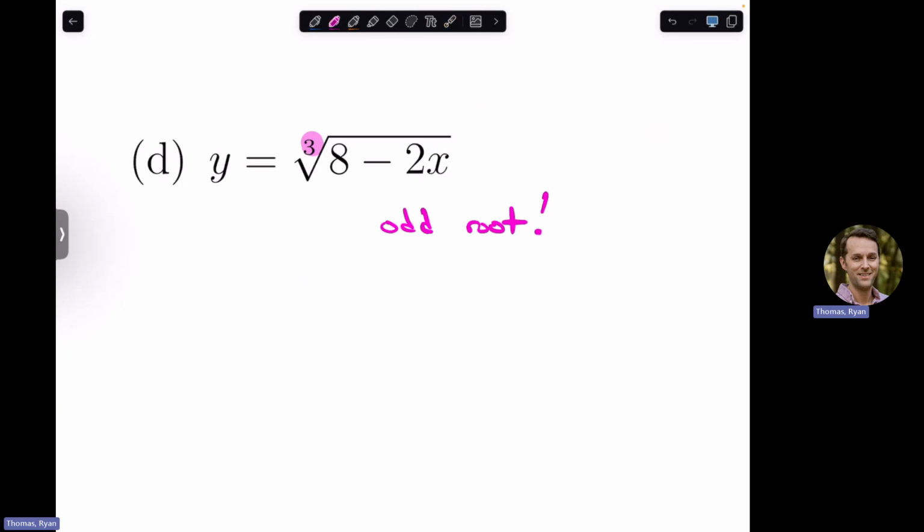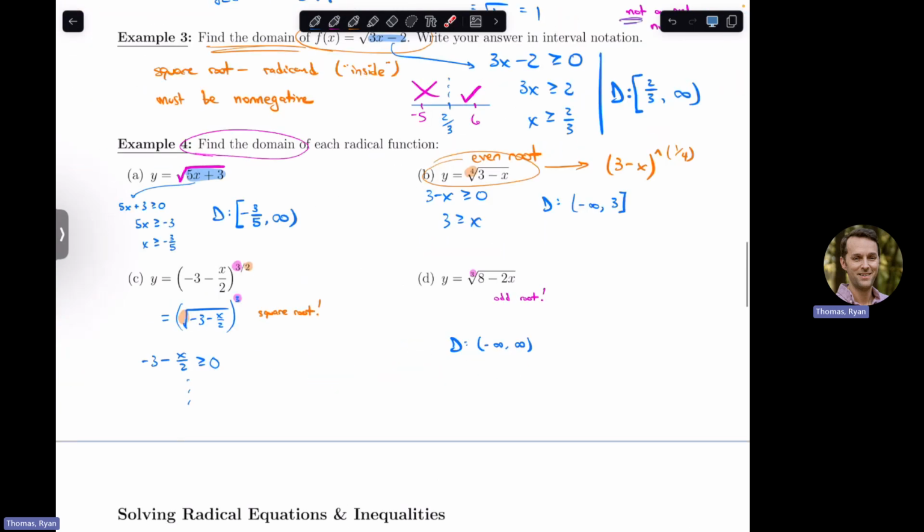The cube root. Well, if I take a cube root function that looks like that, and apply some shifting and stretching stuff to it, what's the domain going to be? Everything. Yep. And there's not really anything for me to work out there, apart from noticing that because this is an odd root, that's how it's going to work. Okay, so that's how domain works for radical functions.